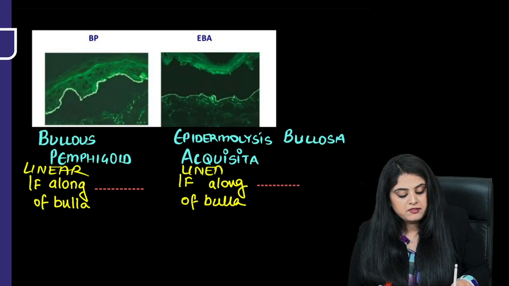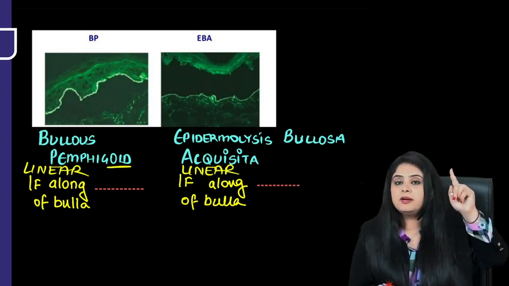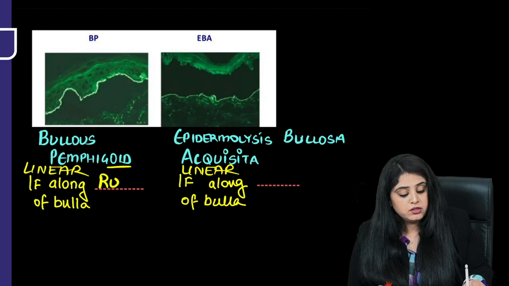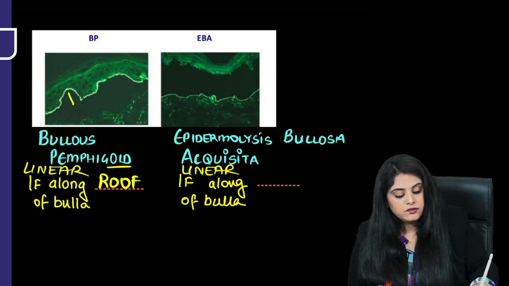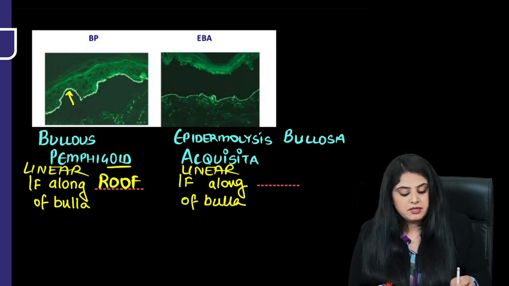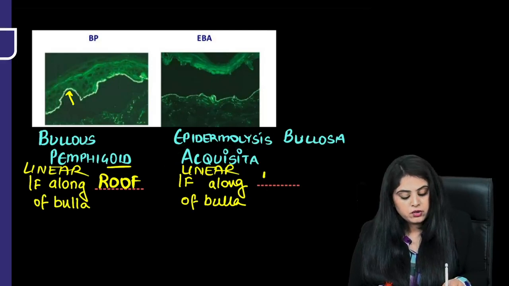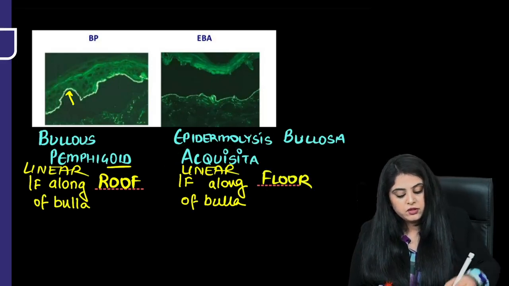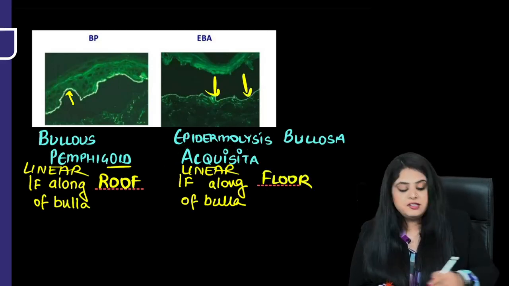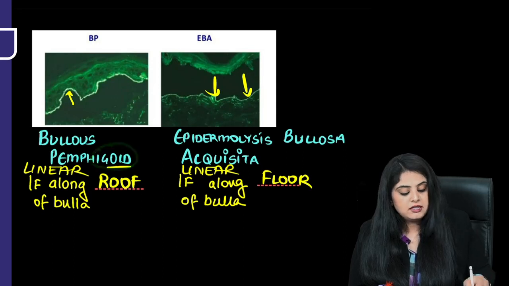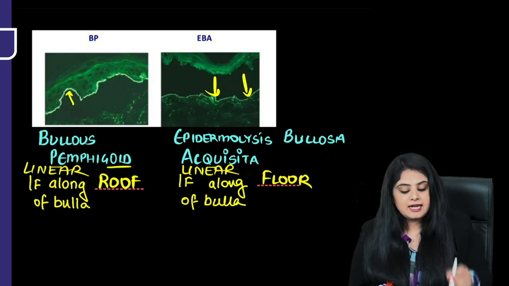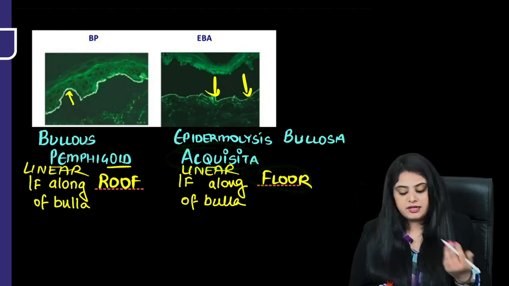But in bullous pemphigoid, look, God is always above. So the line is always present along the roof of the bulla. Whereas in epidermolysis bullosa acquisita, aqua is always on the ground. Water is always on the ground. So what you're going to see, the green color line is going to be on the floor of the bulla. It becomes easy. In bullous pemphigoid the green color is seen above on the roof, God is above, and aqua is on the floor, on the ground. So that is how you learn it.